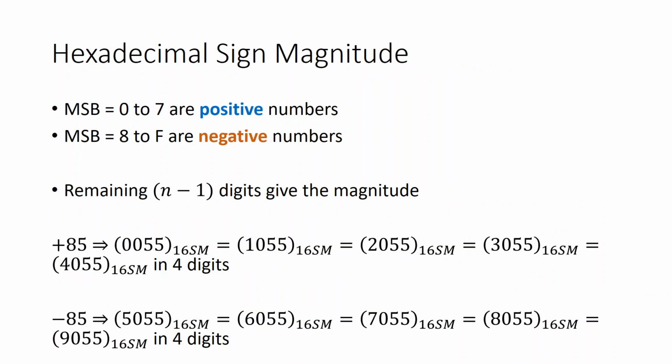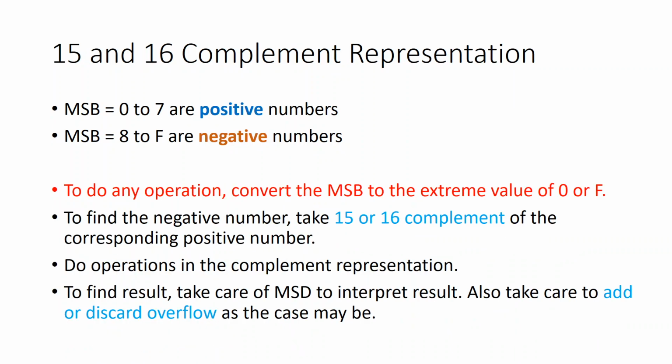The same thing happens for hexadecimal sign magnitude, and here 0 to 7 are the digits representing positive numbers, and 8 to F for negative numbers. So if you find them in the MSD, you should understand the sign of the number. Correspondingly there is a 15's complement and 16's complement representation, and it goes the same way. To do any operation you have to take either 0 or F, 0 for positive, F for negative, and the other things remain the same.